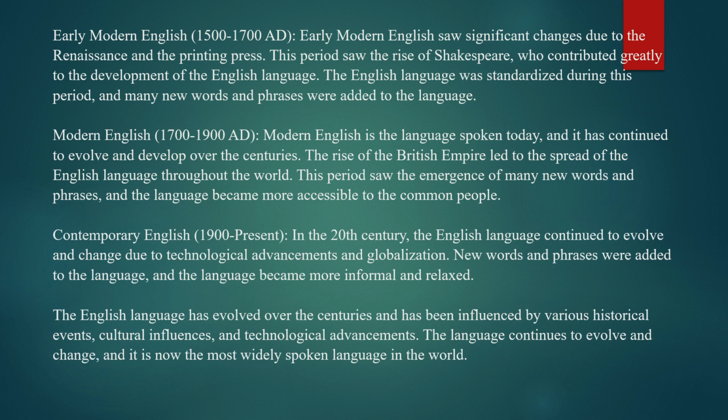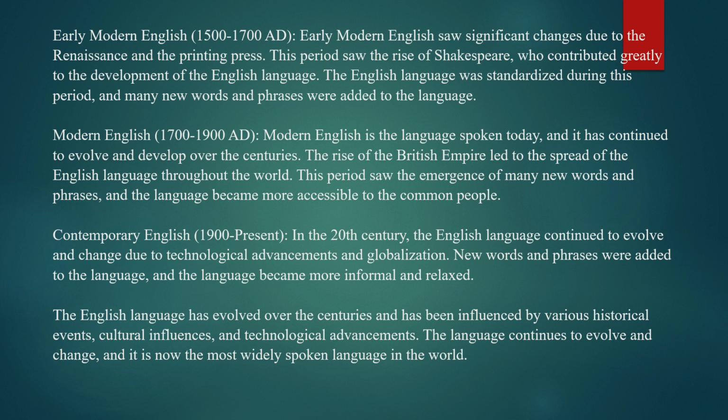And next, going with Early Modern English, which is from 1500 to 1700 AD. Early Modern English saw significant changes due to the Renaissance and the printing press. This period saw the rise of Shakespeare, who contributed to the development of the English language. The English language was standardized during this period, and many new words and phrases were added to it.